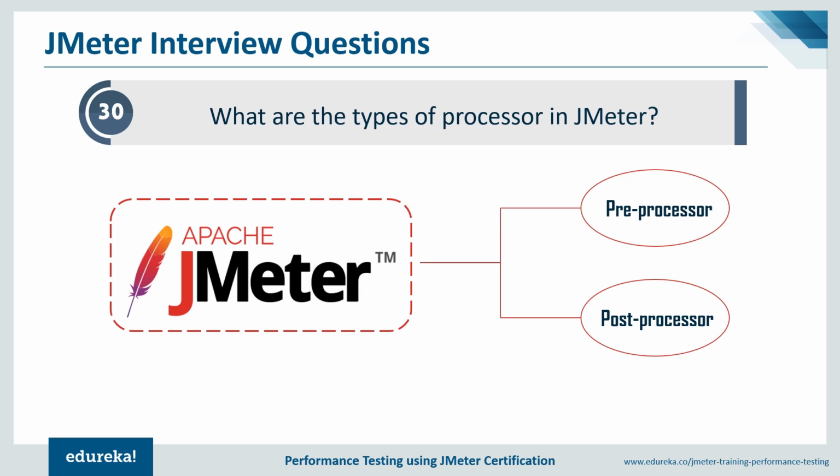And what is a post processor? The post processor executes some action after making a sampler request. So when JMeter sends an HTTP request to the web server under test and gets the response, you may want JMeter to stop the test if the server response is an error. You can use the post processor in order to do this task.